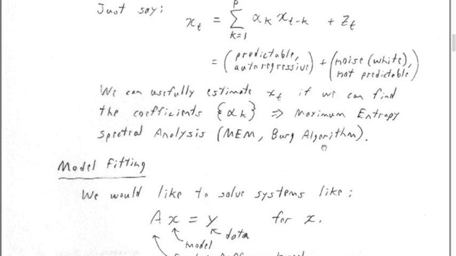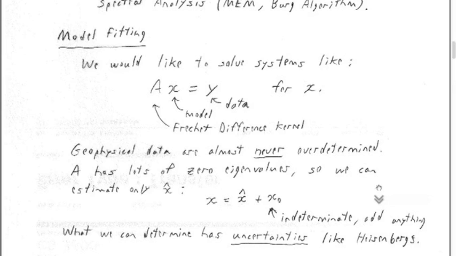There's the application of this in geophysics. There are some time-tested ways of getting these alpha coefficients called maximum entropy spectral analysis, MEM. There's a famous algorithm called the Berg algorithm, named after the inventor, whose name is Berg, and he was a geophysicist. I met him once. So it's not unreasonable to do this. It can be quite useful.